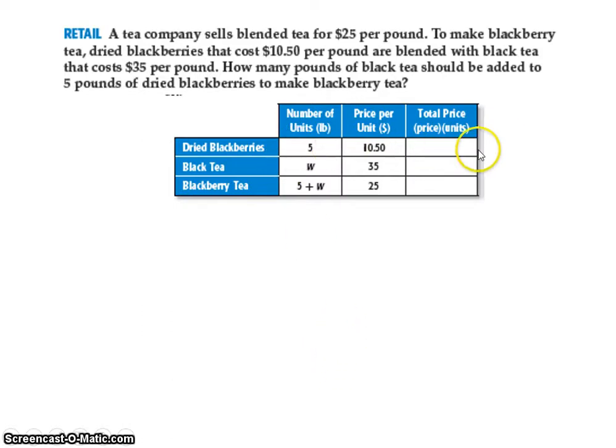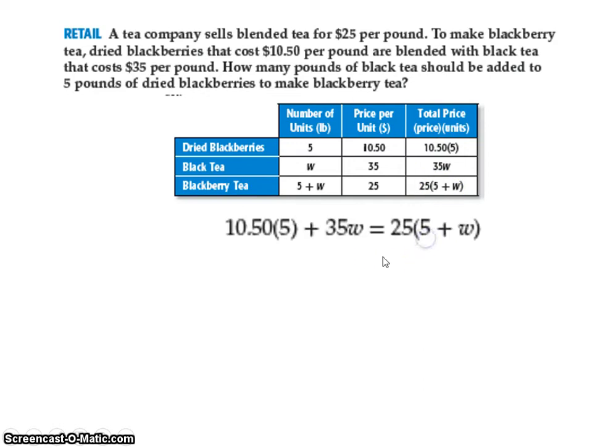They're selling it for $25 for the blackberry tea. So let's go this way, multiply. We have 5 times $10.50. We have 35 times W. And then we have 25 times 5 plus W. We're going to take the first two and add them, equals the last one, to set up our equation. Our first thing is to multiply and to distribute. So that's what we did on this row. This becomes 52.5, and then 25 times 5 is 125, and 25 times W is 25W.